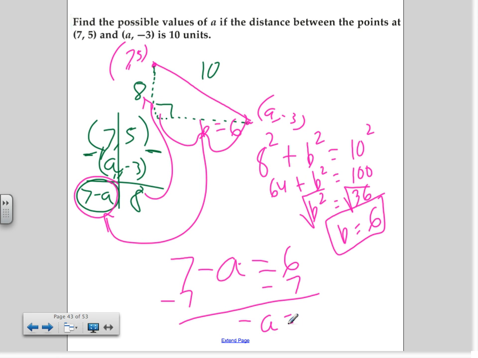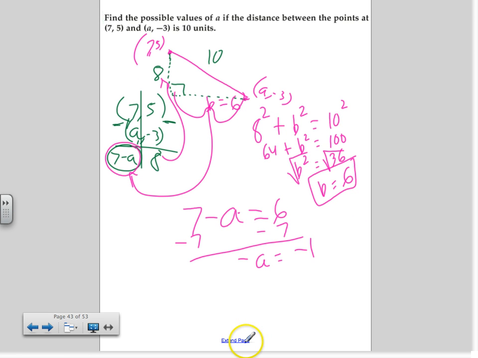What is 6 minus 7? Negative 1. How do I solve for A? Divide by negative 1 on both sides. So A is 1. That means the missing coordinate for that one is 1. That's it: 1, negative 3.